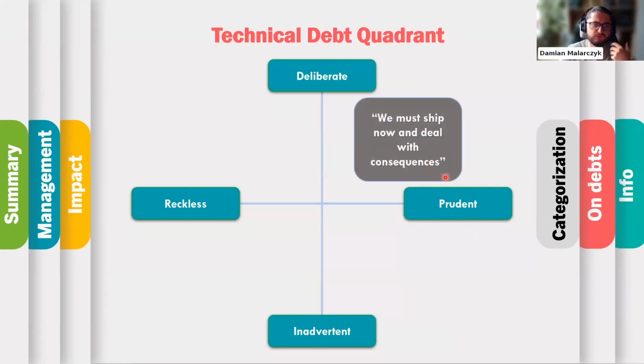Here you can see what we can call the best kind of debt. That's debt we take deliberately, and we know what the consequences are, or at least most of them. This is the simplest relation to financial debt. We know there will be some cost, but we are confident that the benefits are big enough to justify taking this tech debt.